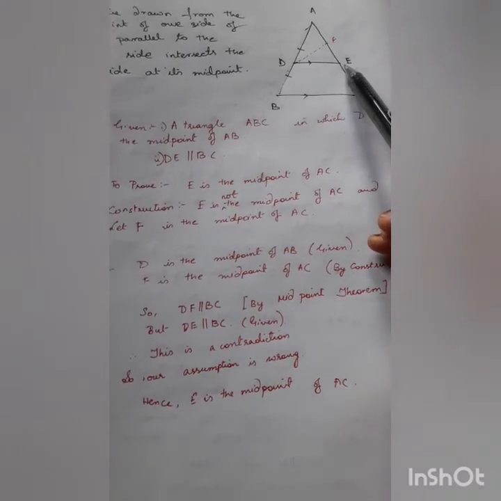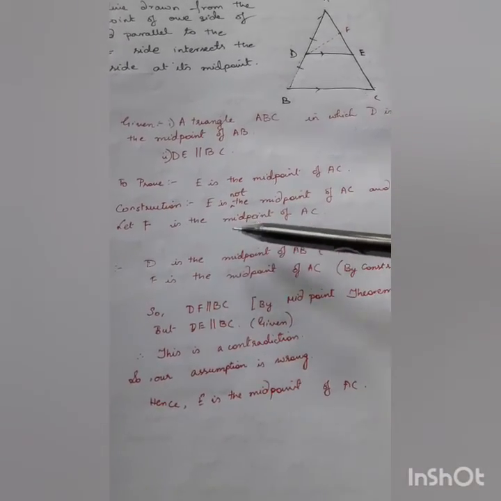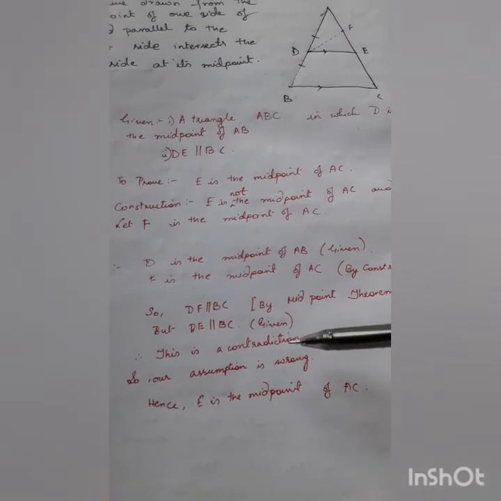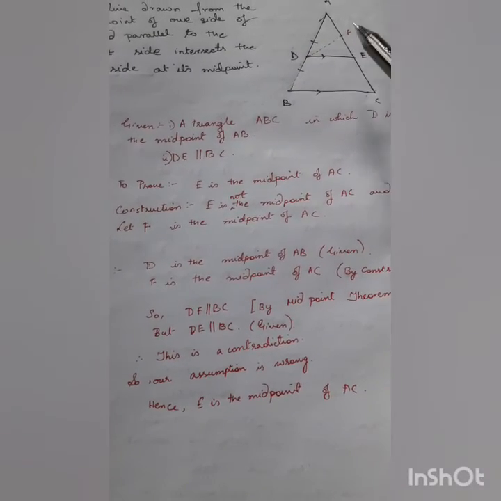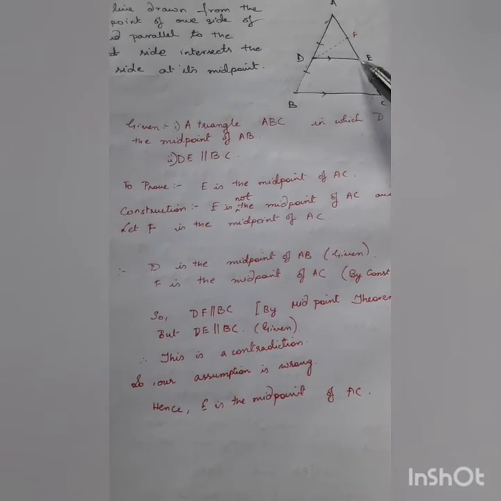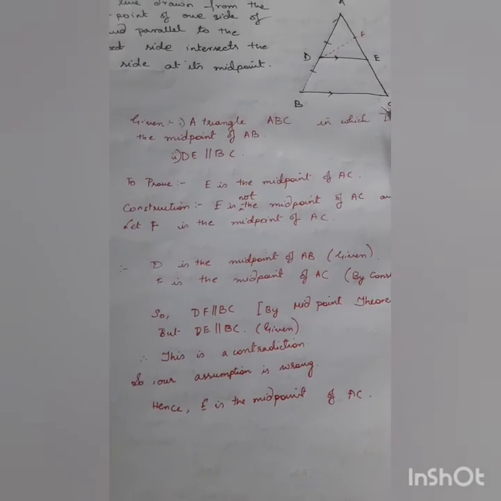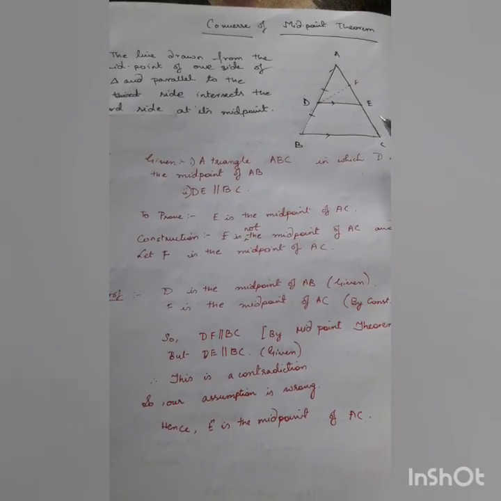This means that our assumption, that F is the midpoint of AC, is false. So we have arrived at a contradiction. So that assumption, that F was the midpoint of AC, is false. So F cannot be the midpoint of AC, E should be the midpoint of AC. Therefore, E is the midpoint of AC, hence it is proved. So this is our converse of midpoint theorem.